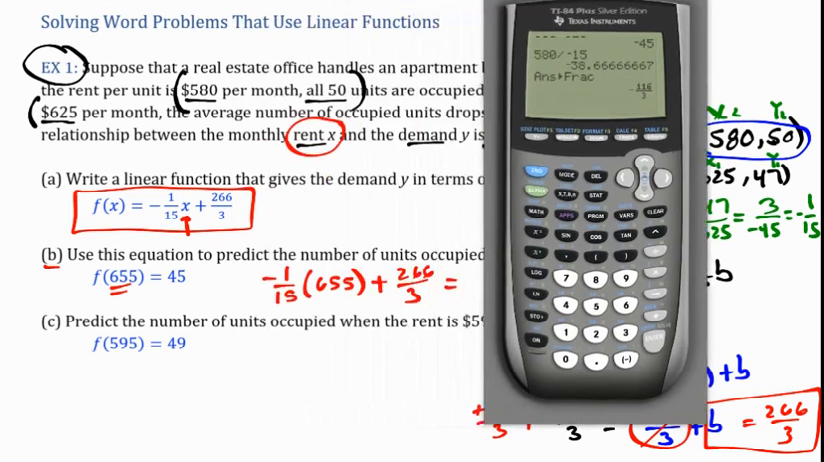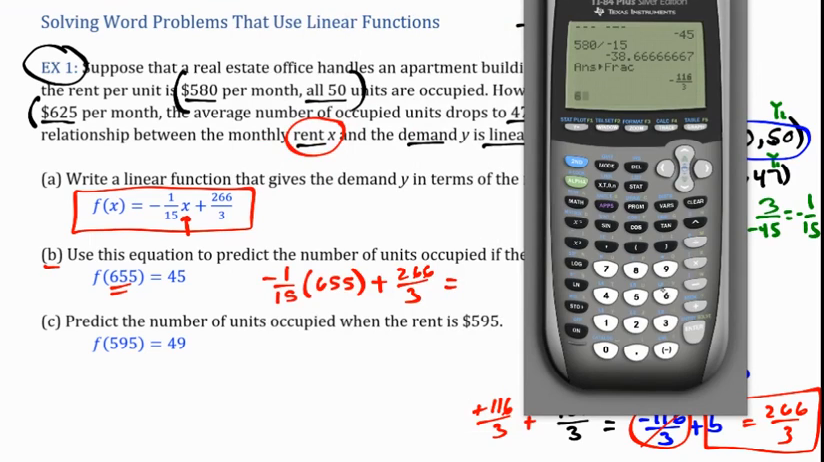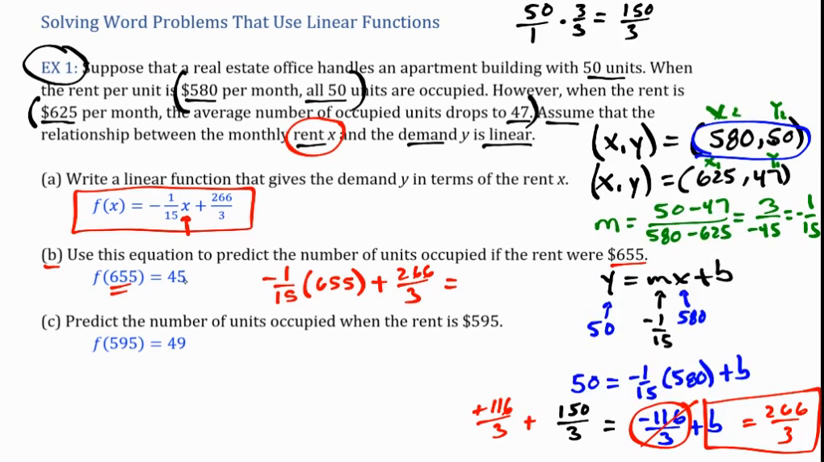So we can get our calculator to enter this. 655 divided by negative 15 gives us negative 43 plus 0.6 repeated. Now we're going to add to that, and whenever you're entering a fraction, use parentheses. 266 divided by 3, so that's our b value. When we hit enter, we get 45 units, and that's what the answer is here.